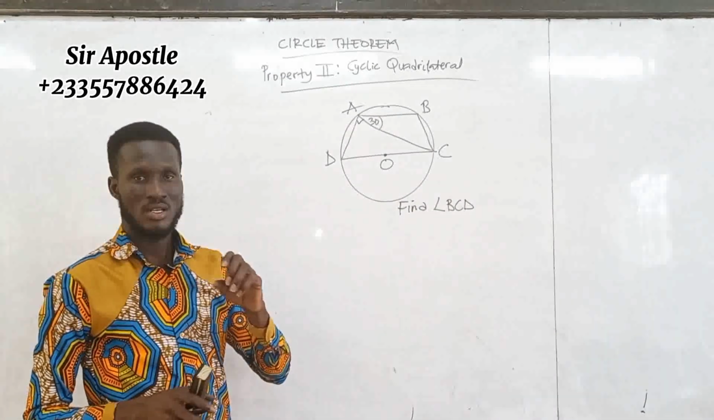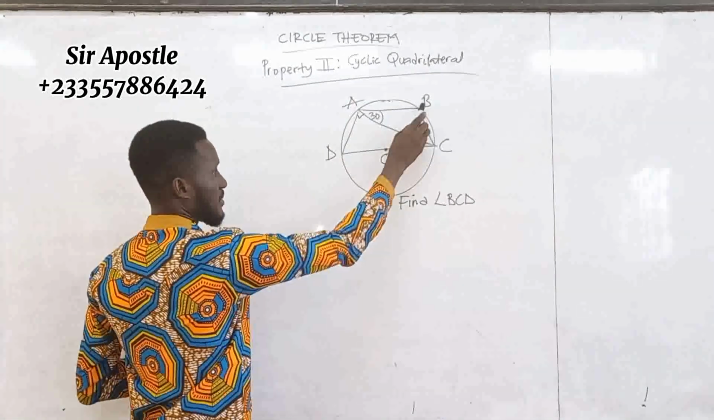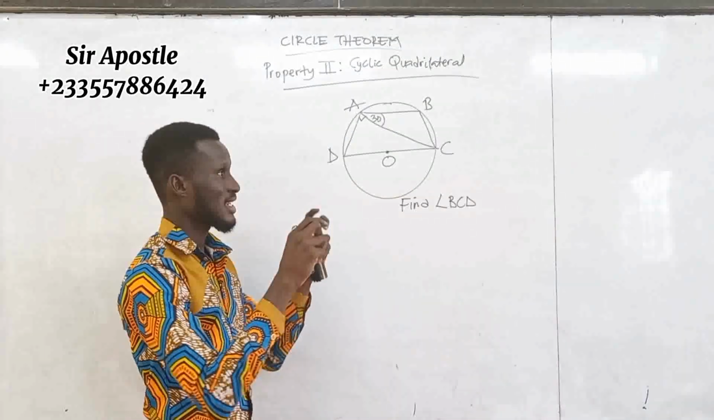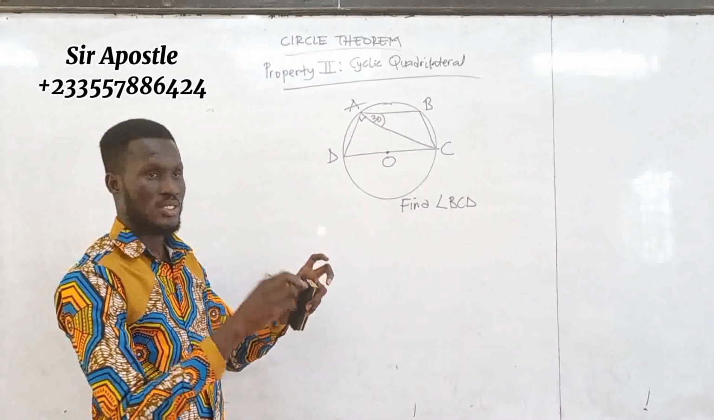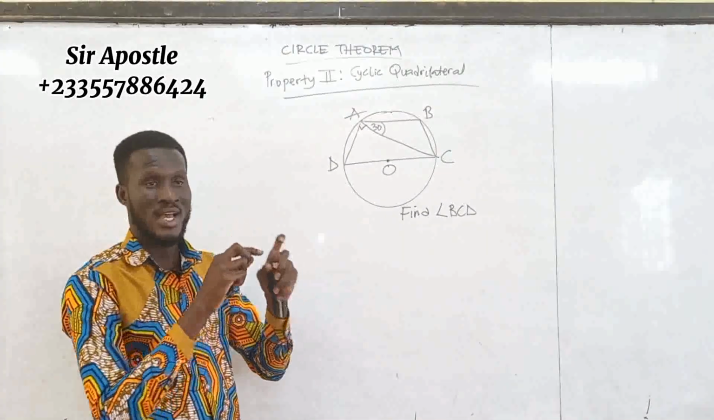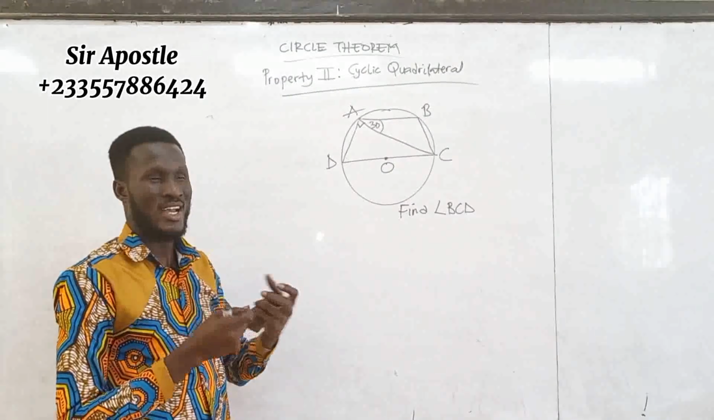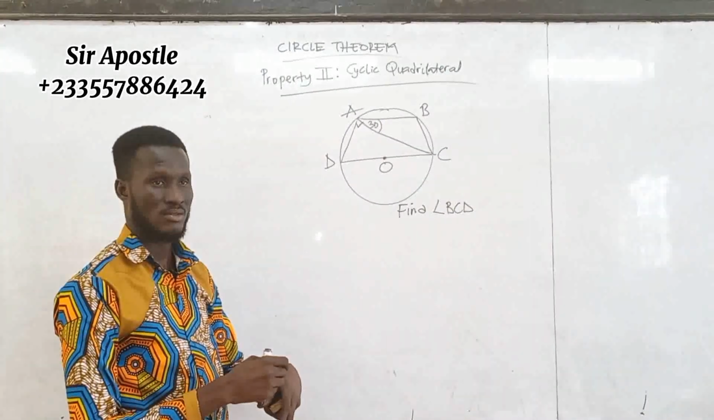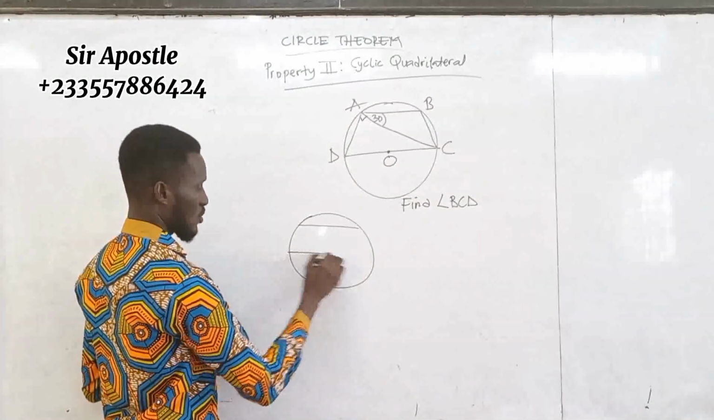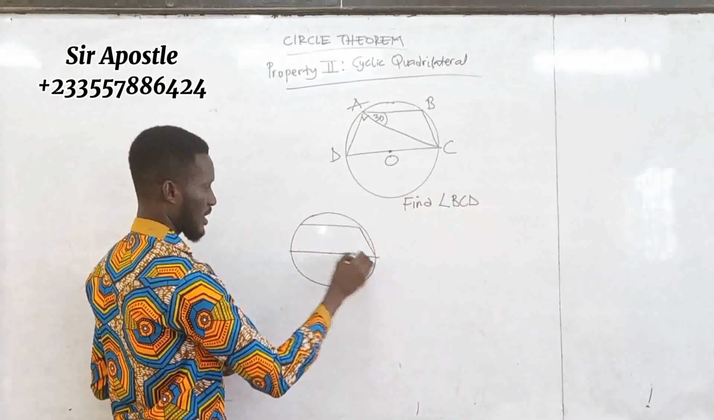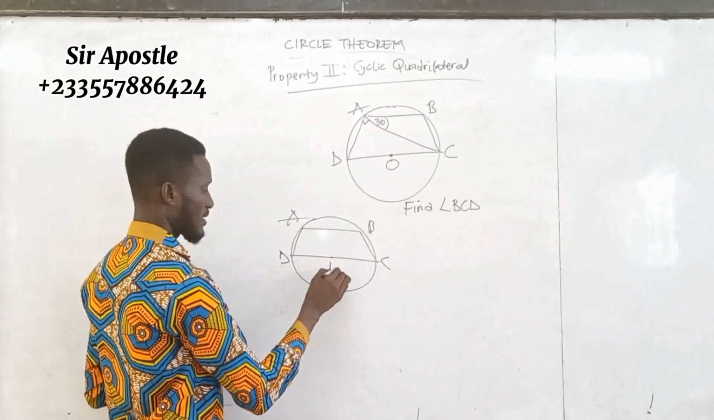Now, can you see the circular quadrilateral A, B, C, D? The vertices are touching the circumference of the circle. So since the vertices A, B, C, D are touching the circumference of the circle, we can consider this to be a circular quadrilateral, a quadrilateral inside the circle. So it is like this. We have the diameter here, and here is A, B, C, D. Here is the center O.